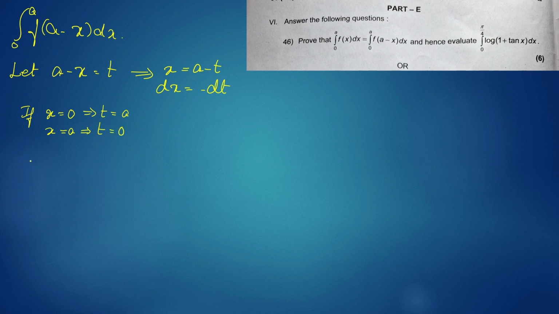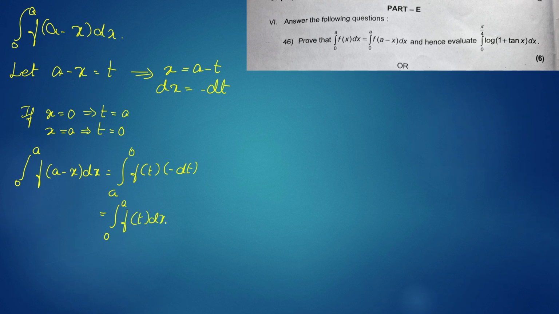Therefore, integral 0 to a f of a minus x dx can be written as integral a to 0 f of t into minus dt, which is nothing but integral 0 to a f of t into dt. Because if we take the minus outside, a to 0 can be written as 0 to a. By using the zeroth property, we can write it as f of x into dx. Variables can be changed. Therefore, this is the proof of the given theorem.